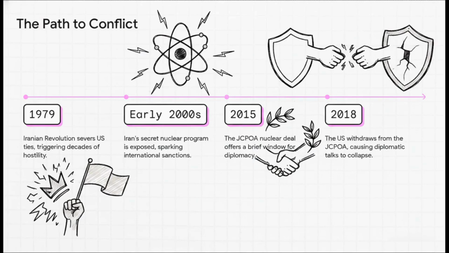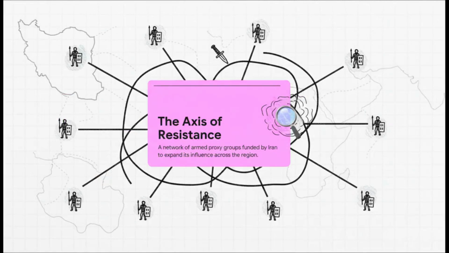Fast forward a couple of decades, and the world discovers Iran has a secret nuclear program, which, you can imagine, set off all kinds of international alarms. There was a brief glimmer of hope in 2015 with the big nuclear deal, the JCPOA, but that fell apart just 3 years later when the US pulled out, slamming the door on what seemed like the last best chance for a peaceful solution.